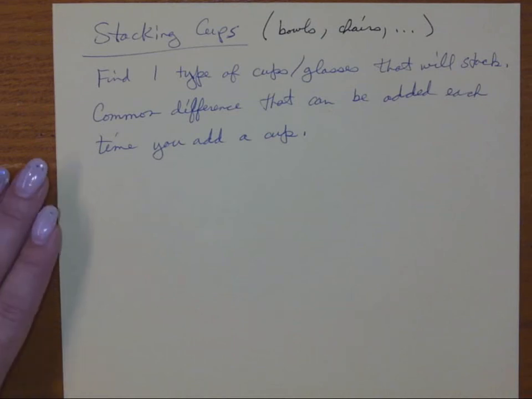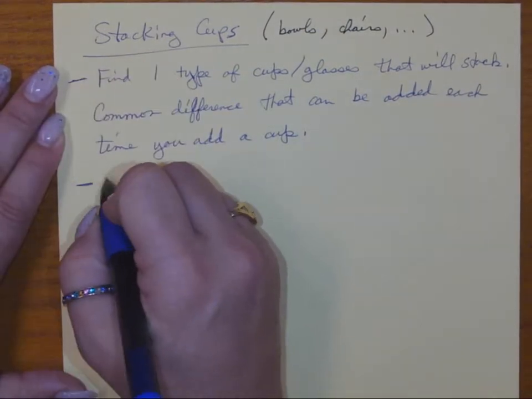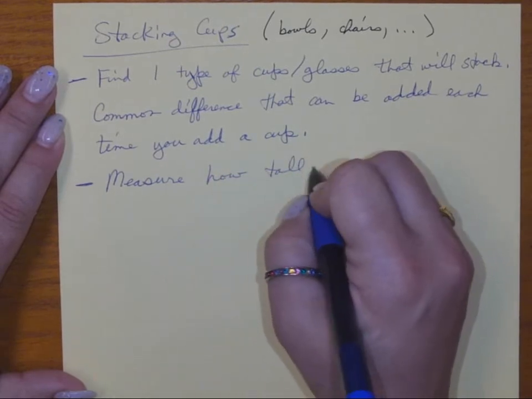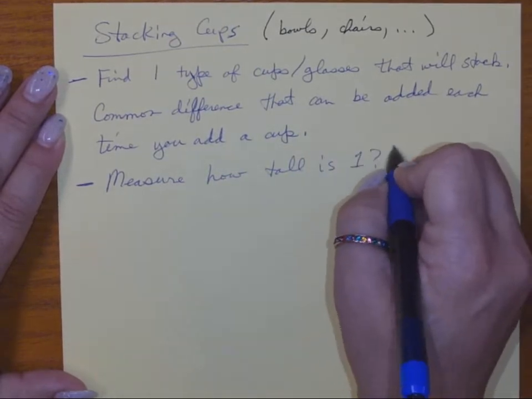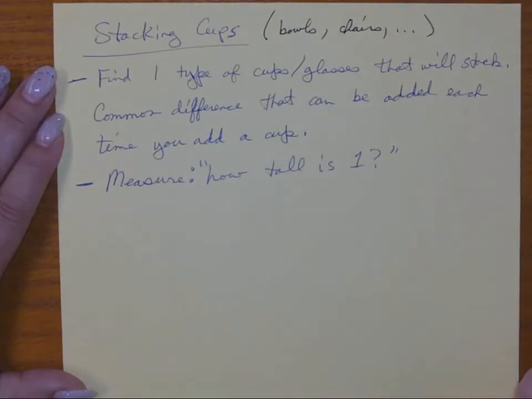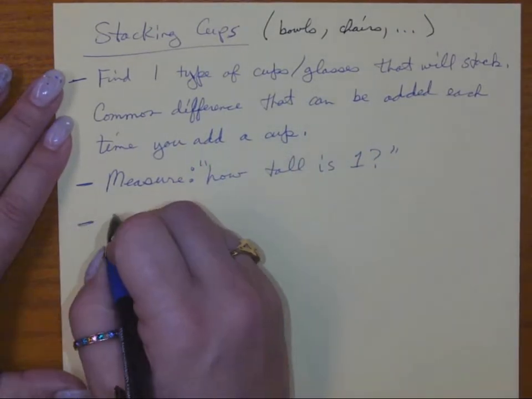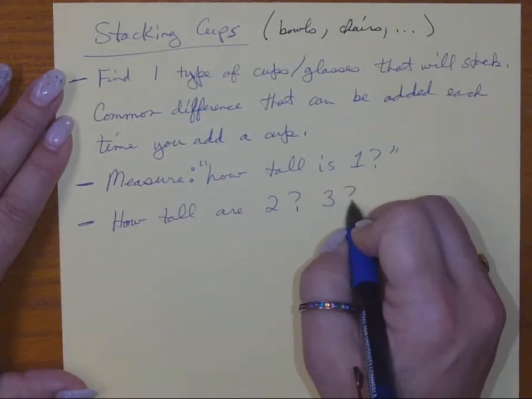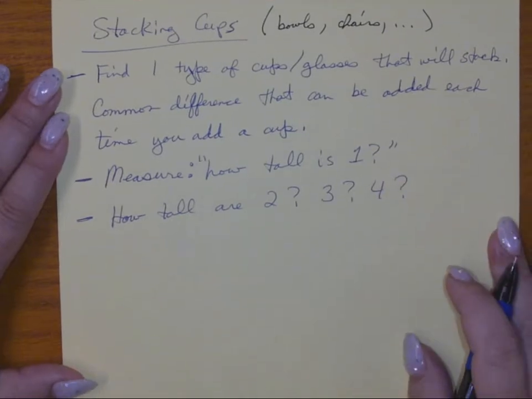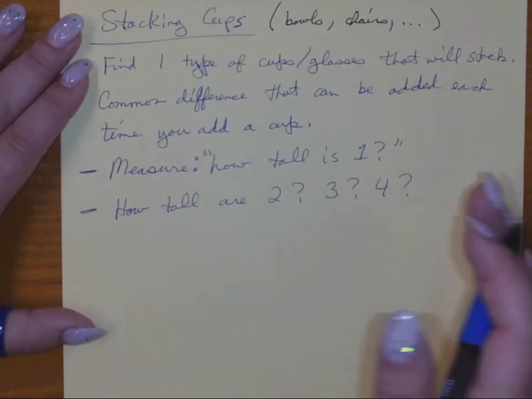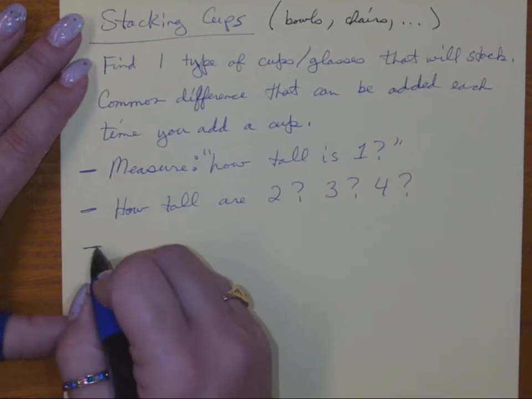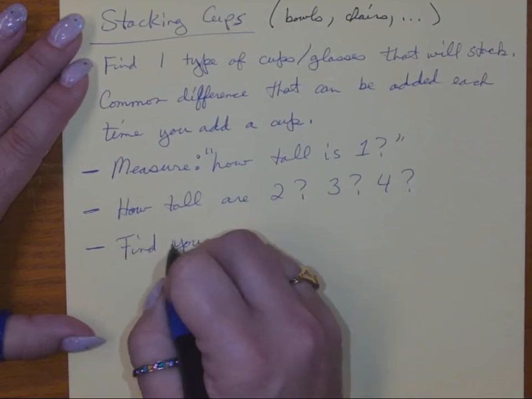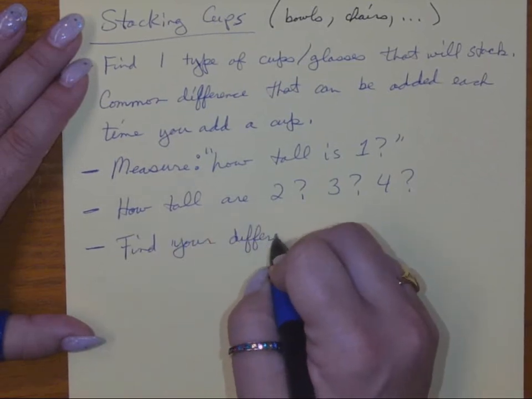And so what you're going to do is you're going to find those cups, and then you're going to measure how tall is 1. That's what you want to figure out. So find that measurement. And then you want to figure out how tall are 2. And I'd say do 3 and 4. If you can at least have a stack of 4, then that gets you a pretty good idea of what the difference is. So then you're going to find your difference. Again, that's basically your lip, but not necessarily.